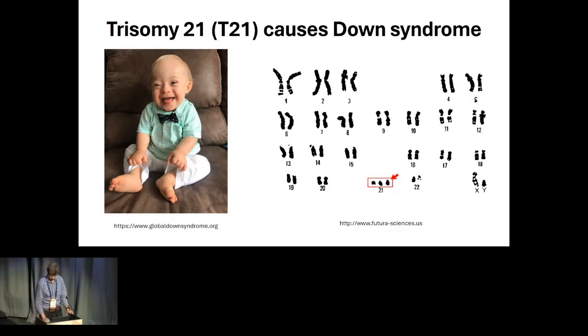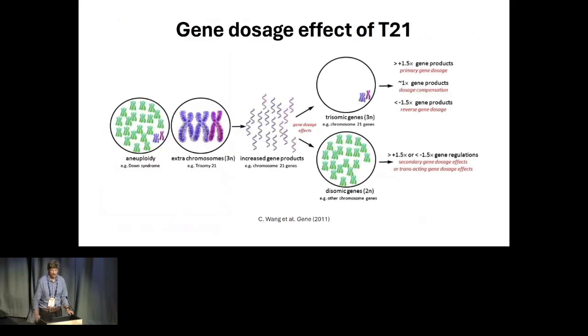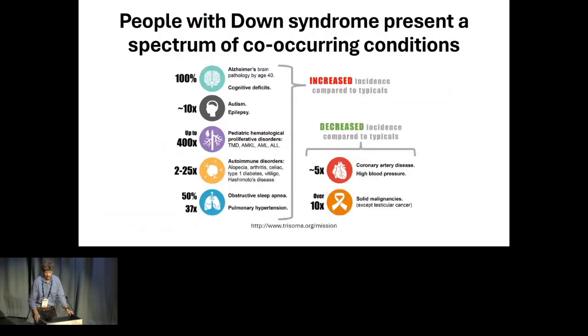And this triplication of chromosome 21 leads to the upregulation of approximately 225 genes on that chromosome. This is typically about a 1.5-fold increase in people with Down syndrome compared to those with typical karyotypes. But it not only affects the genes on chromosome 21, this effect is extended to the entire genome. And these effects seem to have physiological and phenotypic effects because we see a unique spectrum of co-occurring conditions that exist in people with Down syndrome.